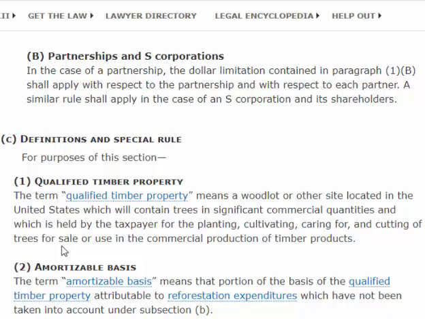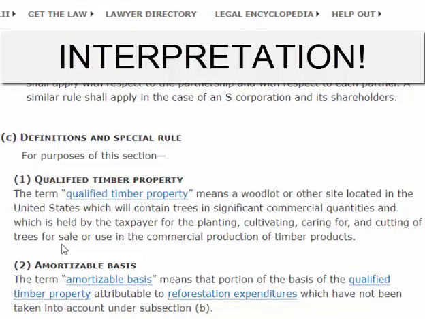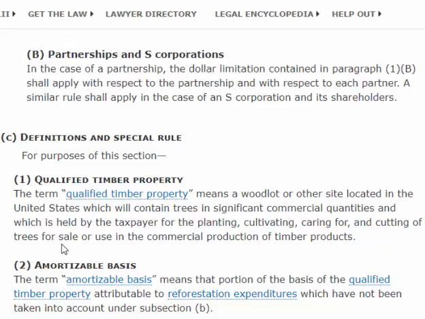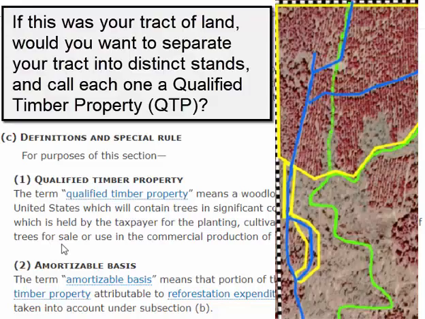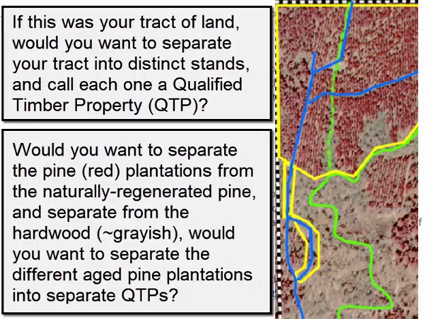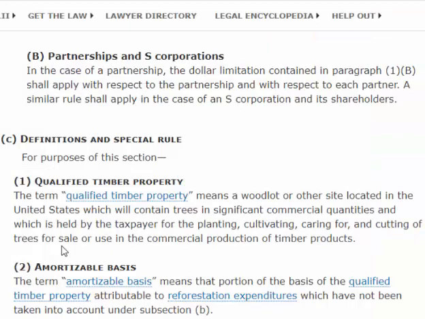As with most things related to taxation, there's interpretation to this, and I feel like you would receive a variety of interpretations. If you have 5 different stands, let's say a loblolly pine plantation age 15, a loblolly pine plantation age 5, a mixed hardwood pine stand, a mixed pine hardwood stand, and then a hardwood plantation, could you group all those into a qualified timber property, or would you want to keep them as 5 separate qualified timber properties? And that is a matter of interpretation, and you would need to talk with your advisor about that.